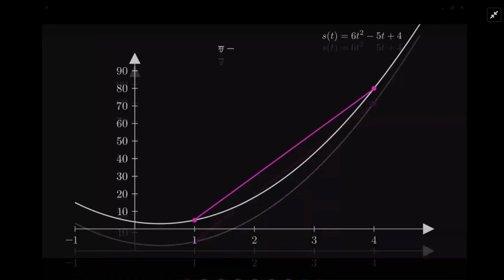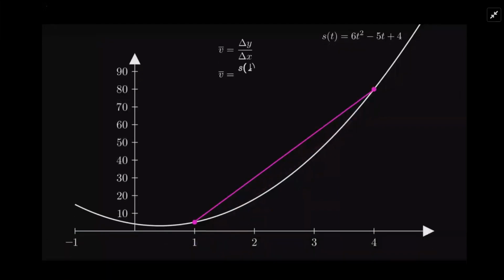So change in y over change in x. We calculate the function at 4 and at 1. The difference is the numerator. Denominator is 3, and our average velocity is 25 meters per second.